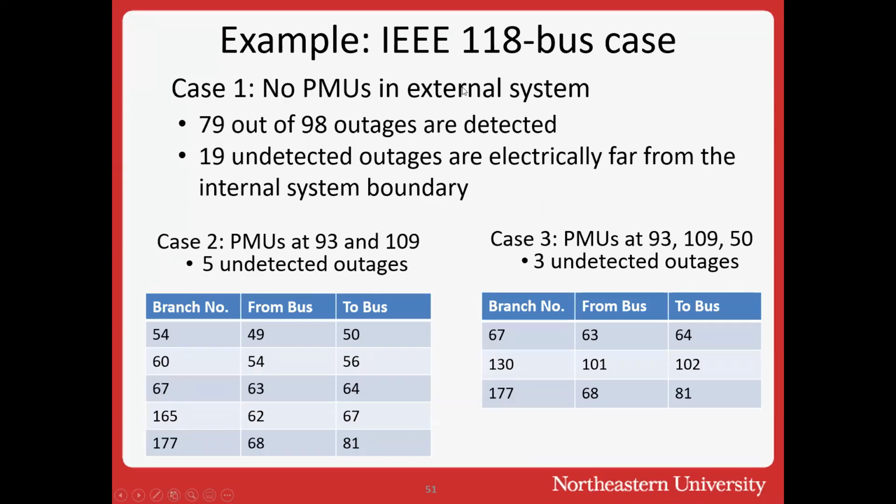In the case where there are no PMUs assumed in the external system, we were able to identify 79 out of 98 outages in the external system. Those 19 undetected outages happened to be electrically far away from the internal system boundary. These were some of the very remote branches from the boundary, and they may not be that important for the internal contingency analysis. Then by adding a few more PMUs, we were able to reduce this 19 down to 5, and by adding 3, down to 3. So it's possible to improve on this further if you populate your external system with a few more PMUs.